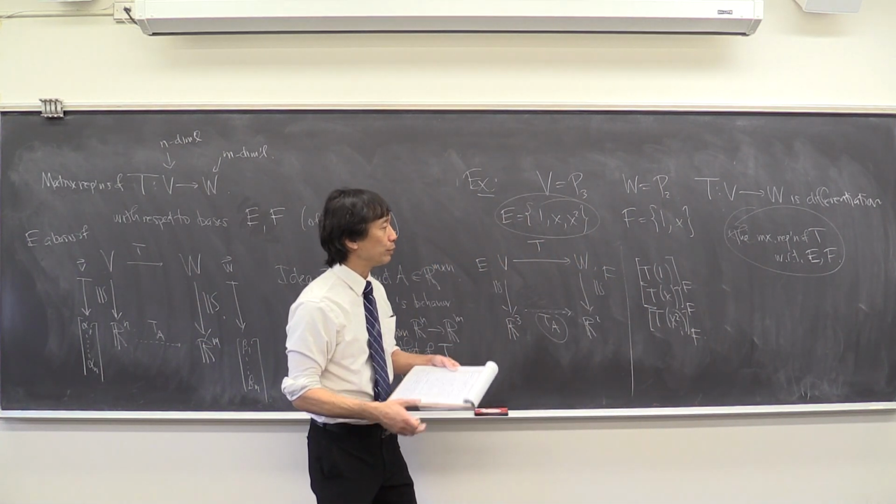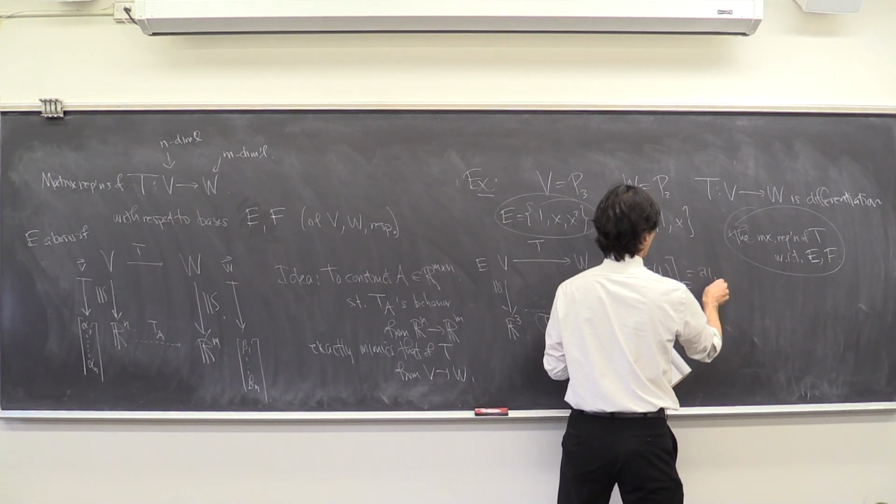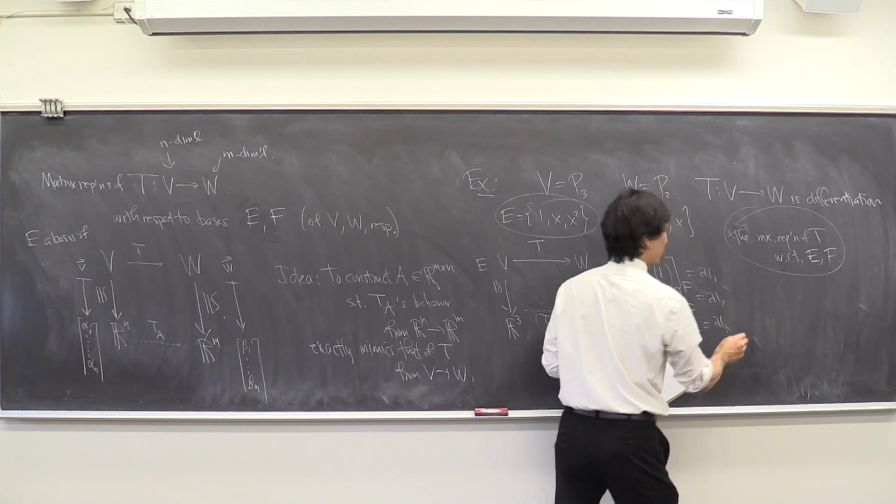Okay, and those will be the columns of A. This is going to be your A1. This is going to be your A2. This is going to be your A3.